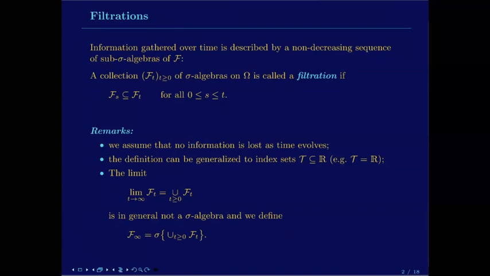Now, if you look at the right limit of this sequence, so we let t tend to infinity, then the union of these sigma algebras usually is not a sigma algebra, but we can define, of course, the smallest sigma algebra that contains exactly this union, and we will denote it by F infinity.